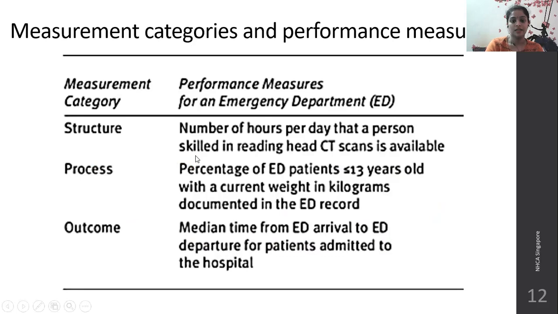Measurement categories, the examples. Structure: the number of hours per day a person skilled in reading head CT scans is available. The number of hours is tangible. Process: percentage of emergency department patients less than 13 years old with current weight in kilograms documented in the emergency department record. Are you documenting it or not? Are you looking after it or not? If they are not doing this, it's a negative mark in the process measurement. Outcome measure: median time from emergency department arrival to emergency department departure for patients admitted to the hospital. So that is the median length of patient stay. That's an outcome.